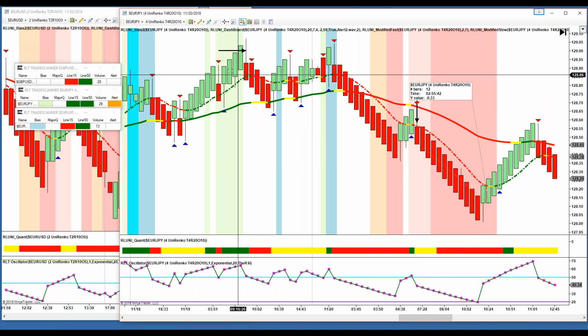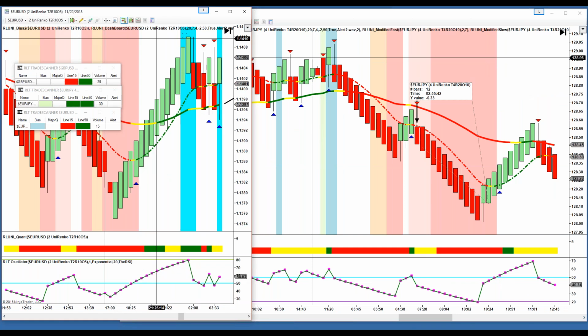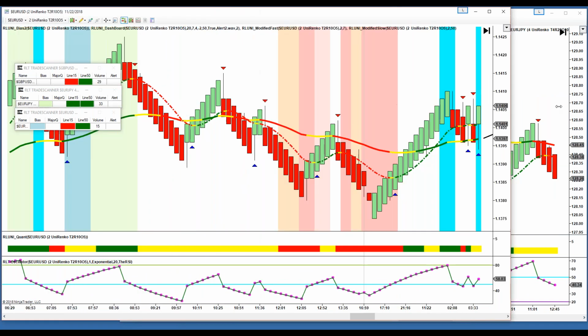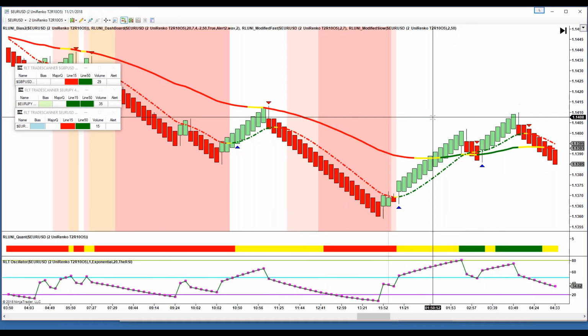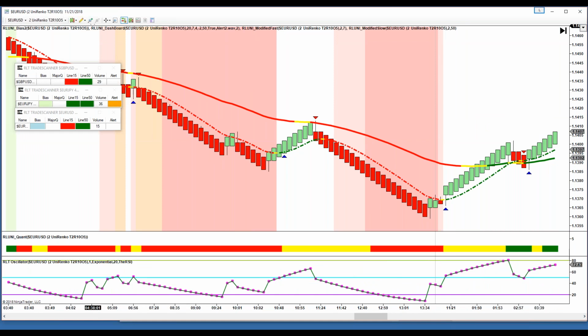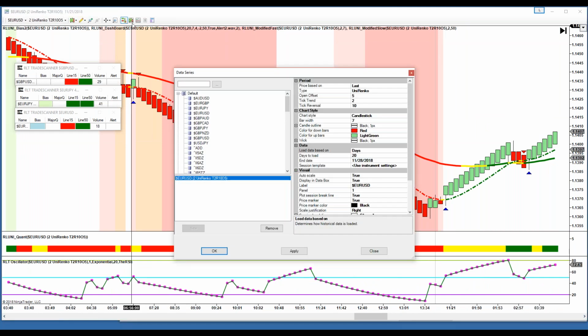Now let me show you. Let's say I want to take a market with a lot of volume. Let's take the Euro USD to a 6-unit Renko. This is going to be a 6. This is going to be a 15. And this is going to be a 30. This is a slow chart.